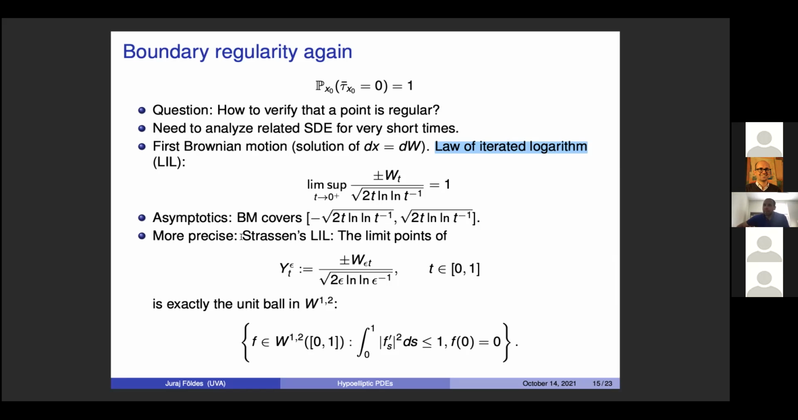There's a more precise version, which is more useful for us. That's called Strassen's law of the iterated logarithm. Now I'm not going to look only at where I'm going to be at time t, but I'm going to look at what kind of function I'm going to follow by the time t. So that really means I'm going to look at the whole function, a function of time. Now I'm going to send epsilon to 0. That means I'm looking at the whole function on the interval 0 to epsilon, with t between 0 and 1, and I just rescale it.